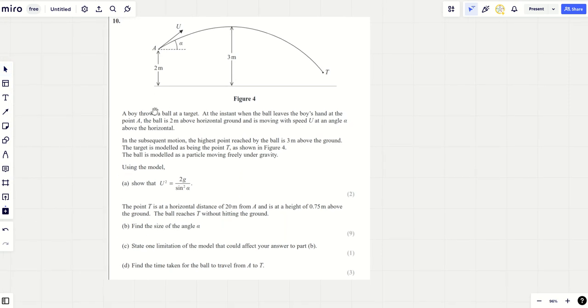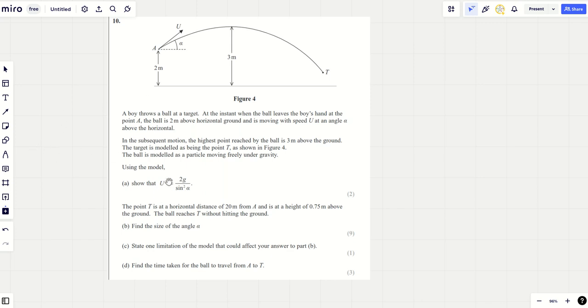Okay, so what do we got here? A boy throws a ball at a target. Here's the target, I guess. At the instant when the ball is in the hand, it's 2 meters above the ground. Its highest point is reached when 3 meters above the ground, so that's when the velocity is 0. Remember, it's always at peak when the vertical component of the velocity, anyway, is at 0. It's changing sign because the vertical component's positive here, then it's 0, then it's negative. And really, everything's on the diagram here for us.